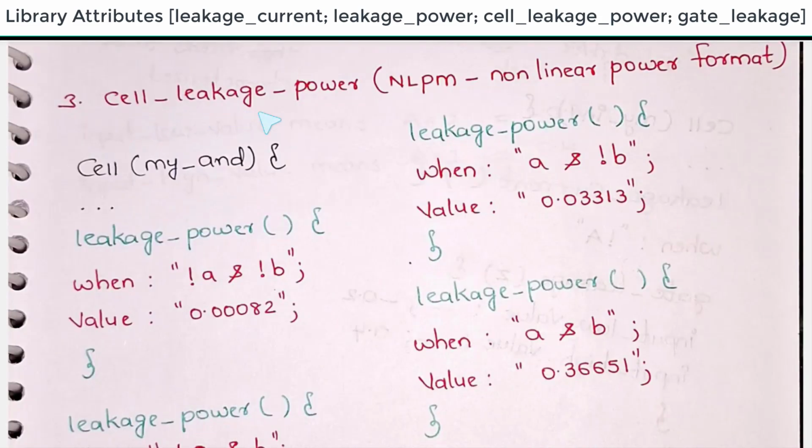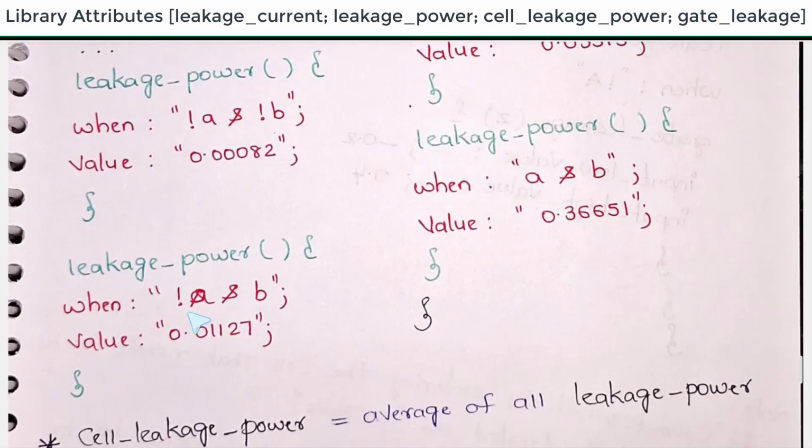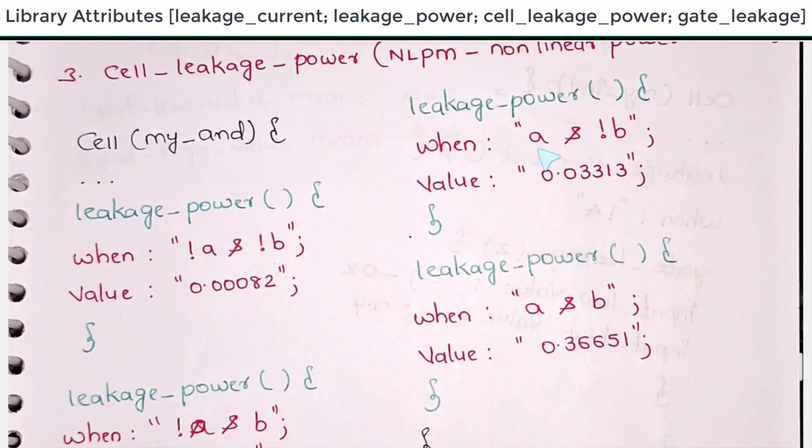Next one, let us see what is cell leakage power. This comes under NLPM format, which is non-linear power modeling. The example here is an AND gate. Here is the leakage power when A is 0 and B is 0, this is the value. This is A 0, B is 1, this is the value of leakage power that we are getting. When A is 1, B is 0, this is the leakage power value. And when A is equal to 1, B is equal to 1, this is the leakage power value that we are getting. As we have seen, leakage power is equal to V into I. So VDD should be multiplied with I static, so that we get this particular value. And it depends upon the number of variables.